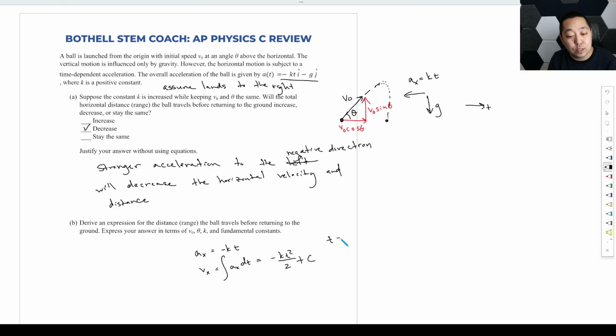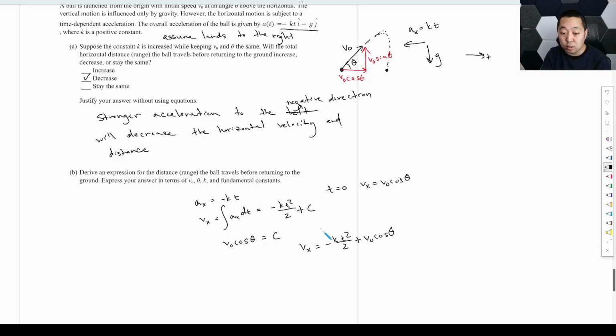Now we know at time equals 0, the x velocity should be v0 cosine theta, right? So when t is equal to 0, you should get c. So c is equal to v0 cosine theta, and that means I know my x component of the velocity: negative kt squared over 2 plus v0 cosine theta. Now I need to know the position. So the horizontal displacement is going to be that integral from 0 to some time t of negative kt squared over 2 plus v0 cosine theta dt.